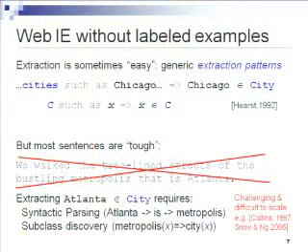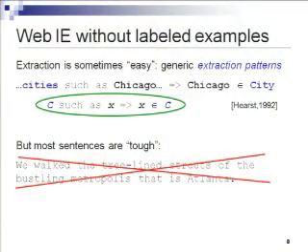And so the approach I'm going to advocate for this talk is to say, well, if we're working on the web, who cares about these complicated sentences, right? Let's just go back and try to find some more of these simple ones and see what we can do with those. And if we go to a search engine, we find that we don't have to depend on this complicated sentence to learn that Atlanta is a city.